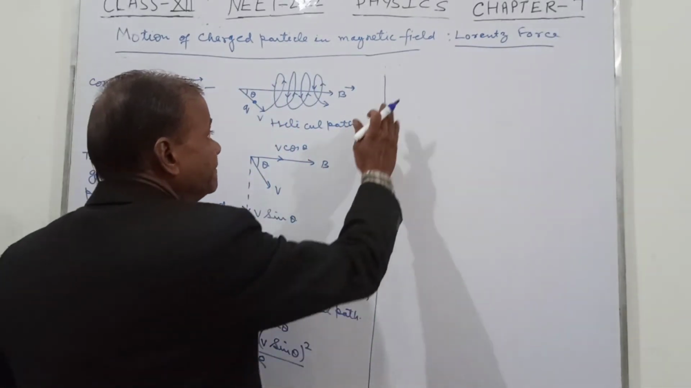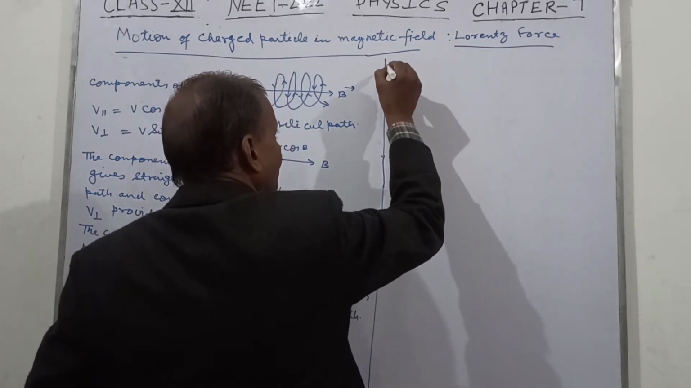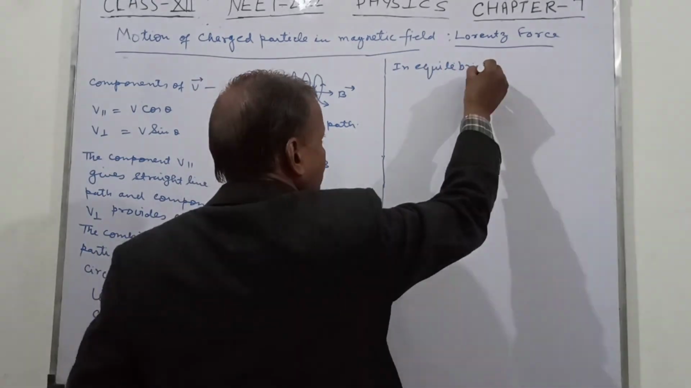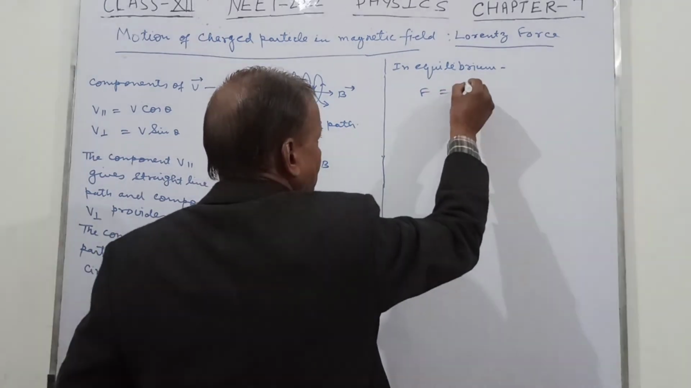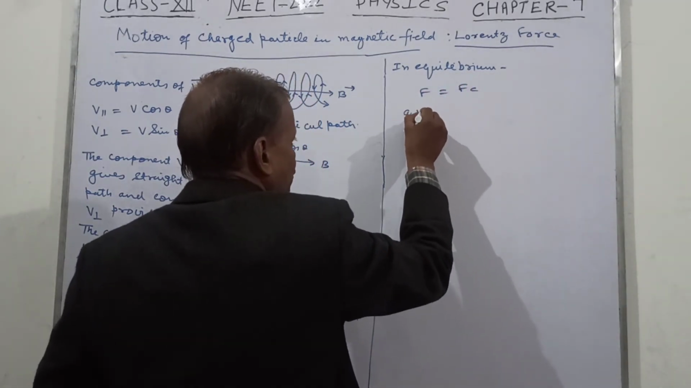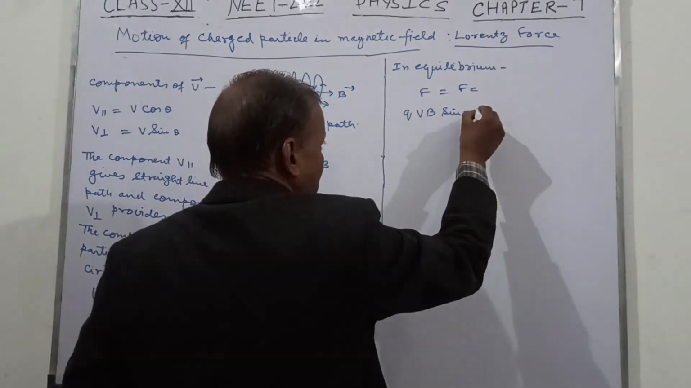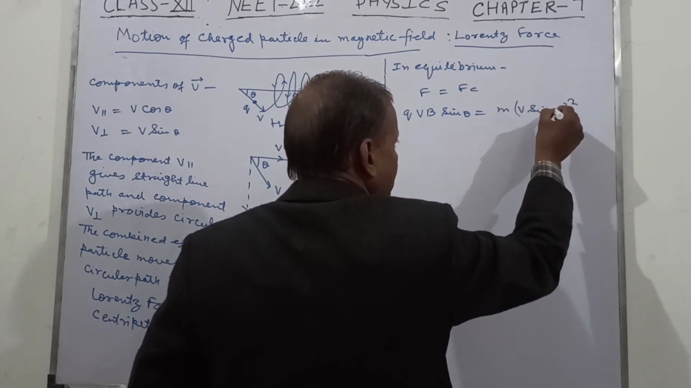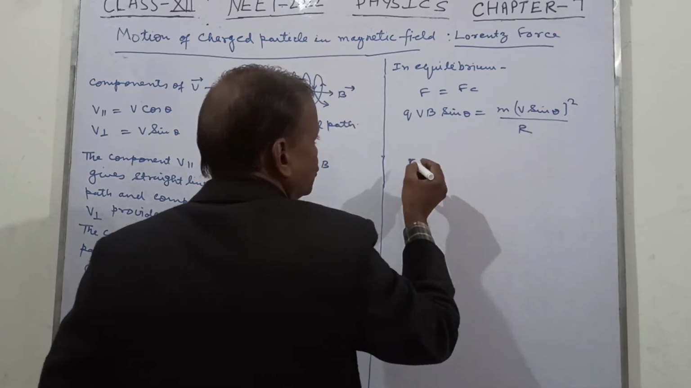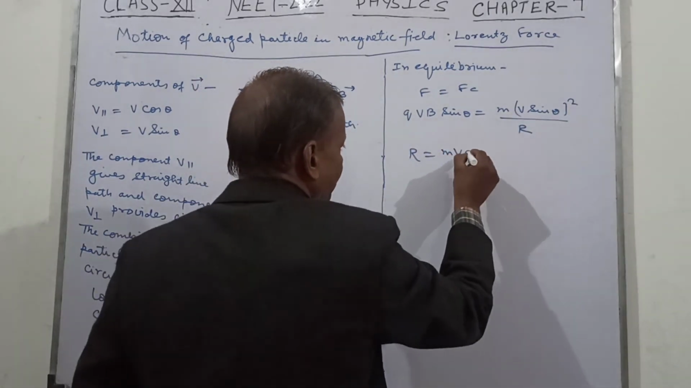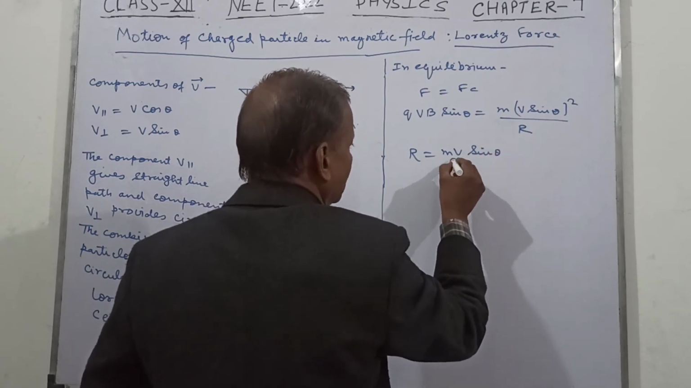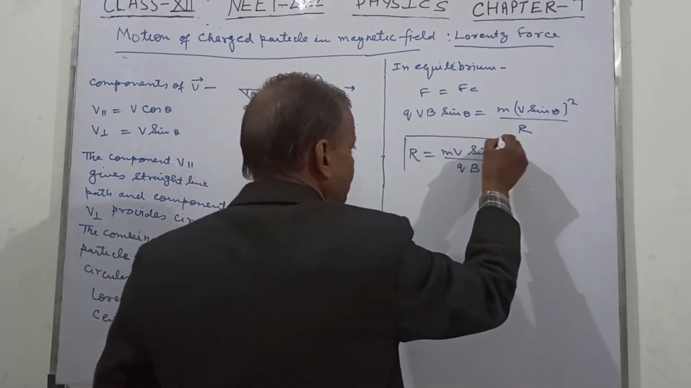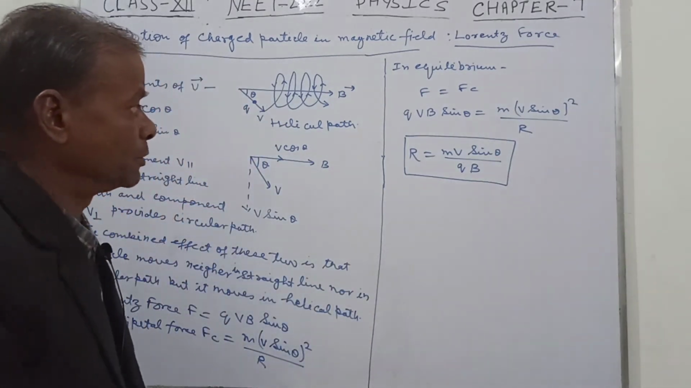So in equilibrium, F equal to Fc. So QVB sin theta equal to M (V sin theta) whole square upon R. So you can find that R equal to MV sin theta upon QB. This is now the radius. The circular path will have so much radius.